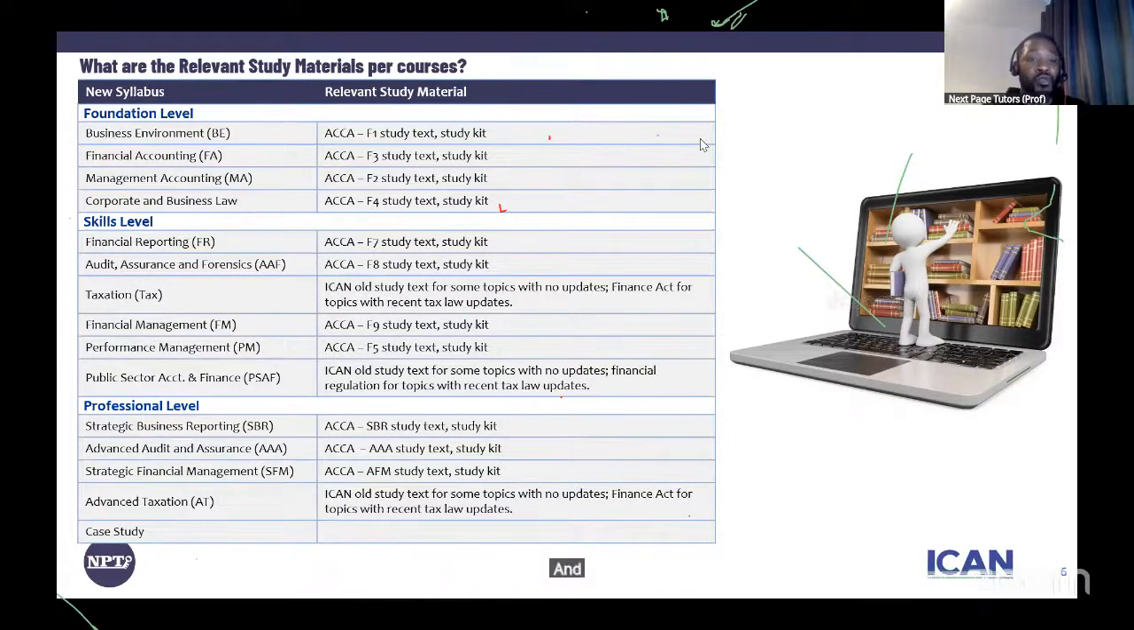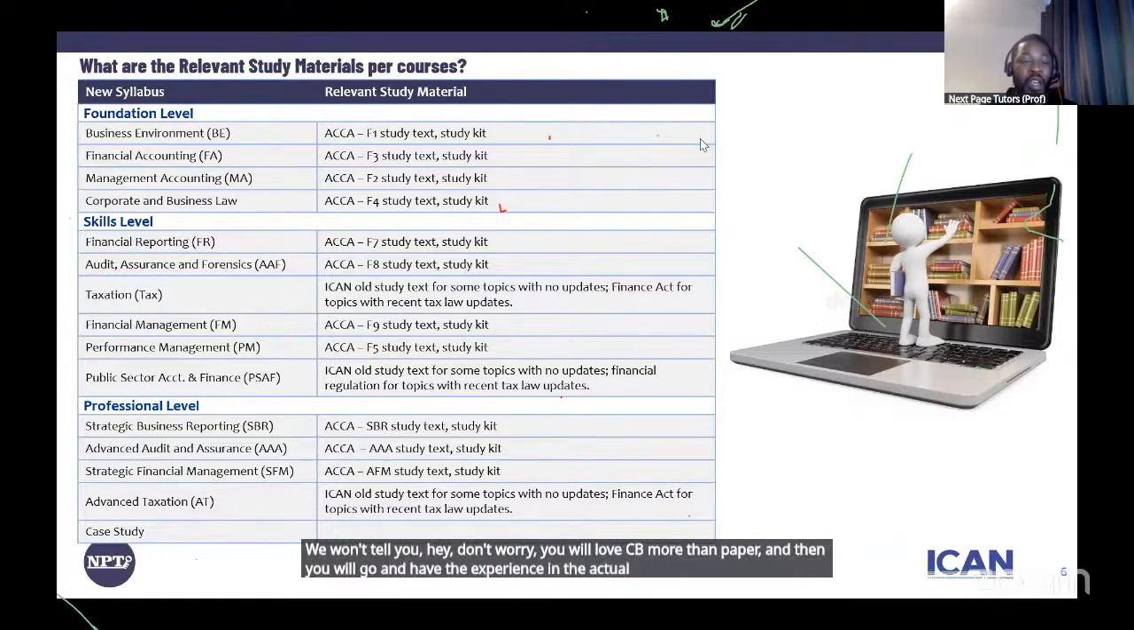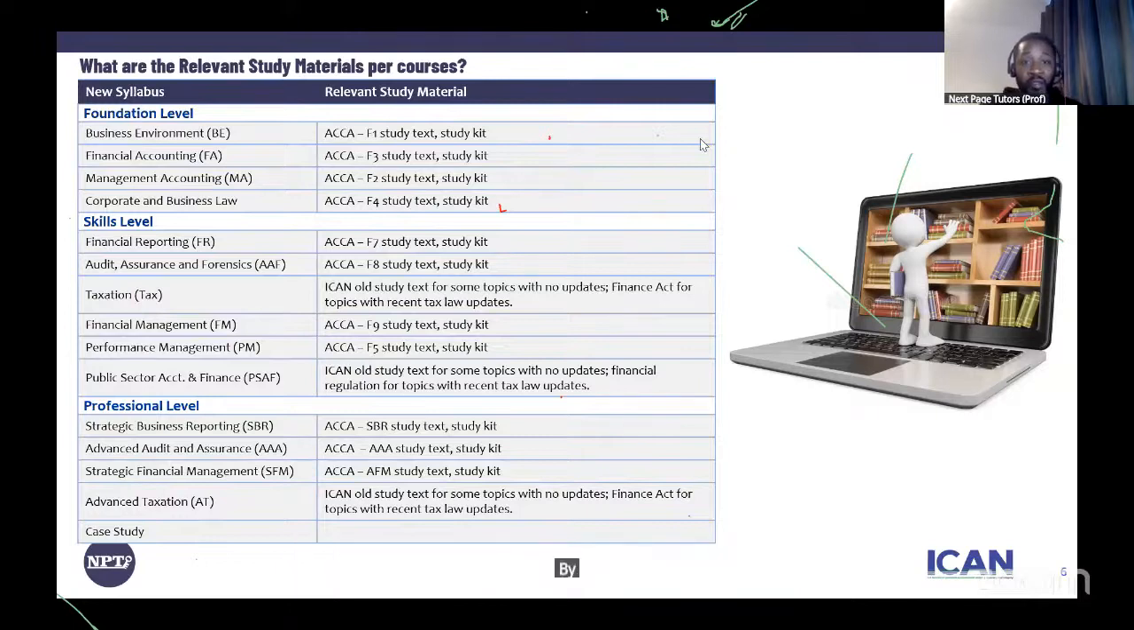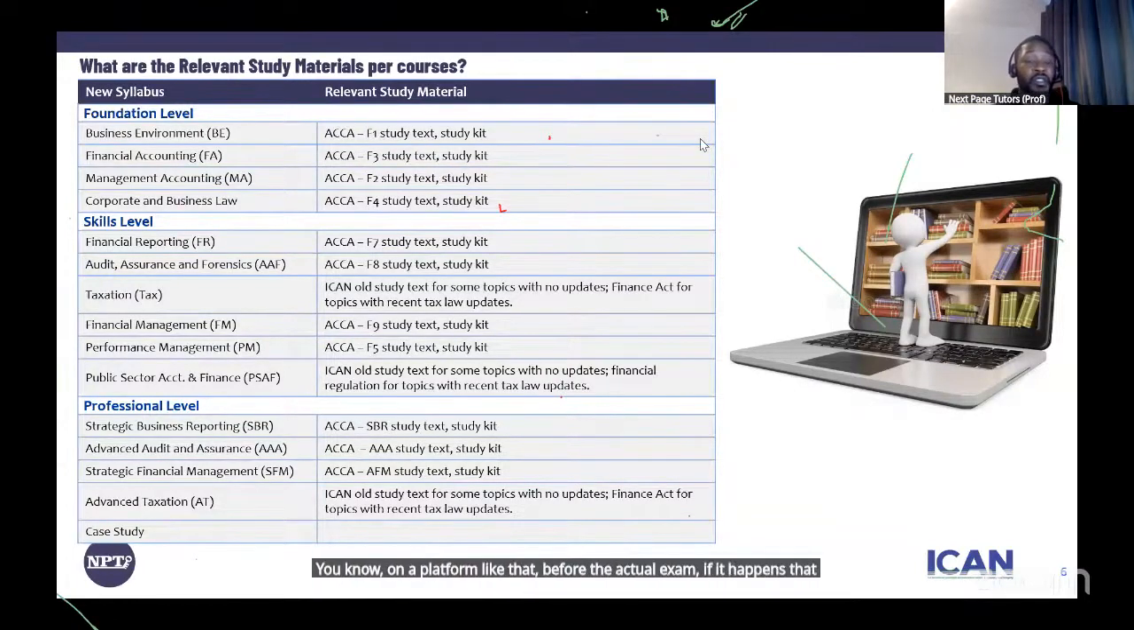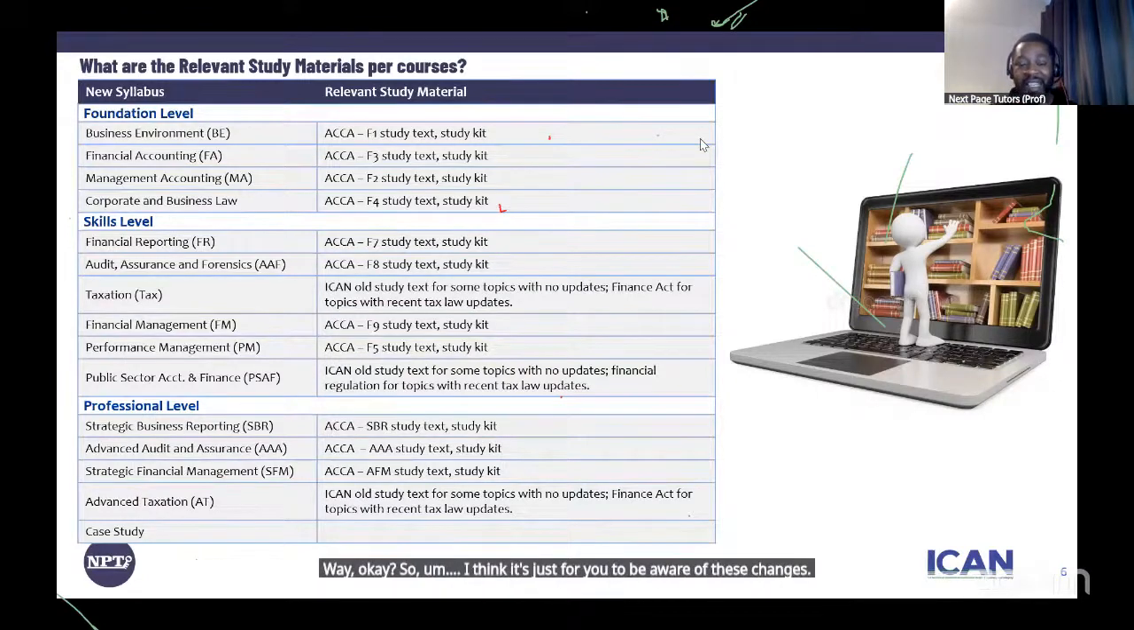And we won't just tell you that by word of mouth. We won't tell you, don't worry, you will love CBE more than paper, and then you go and have the experience in the actual CBE exam. No. What we will do is give you that experience even before the actual exam by allowing you to do a lot of practice and even your mock exam on a platform like that before the actual exam, if it happens that that is the new way. So I think it's just for you to be aware of these changes, and be aware that you have all the resources to navigate this with ease.